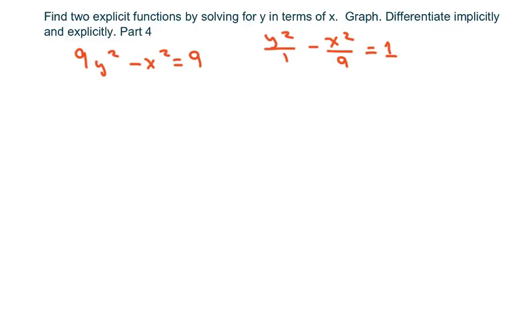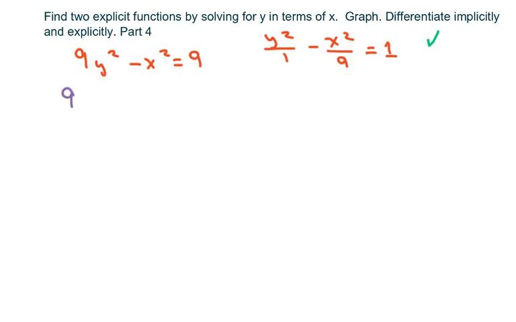Hi everyone, we're going to find two explicit functions by solving for y in terms of x. We're going to graph and then differentiate explicitly and implicitly. If you notice from your conics, this is a hyperbola. I just divided everything by 9, and so this is usually your equation. This is not what we want to solve for y for, but it's going to help us with the graphing.